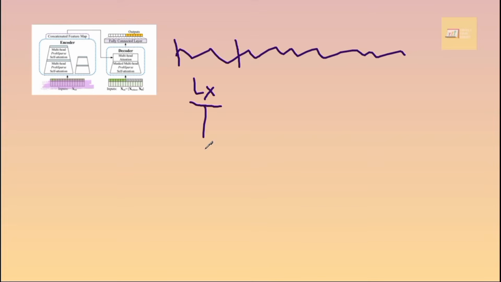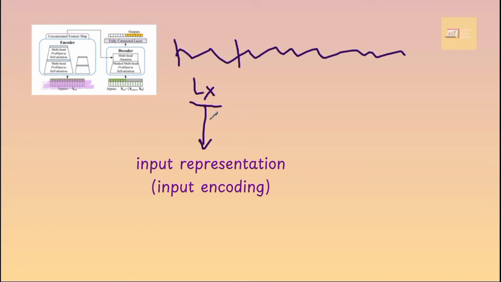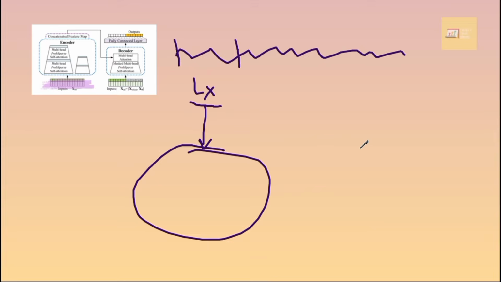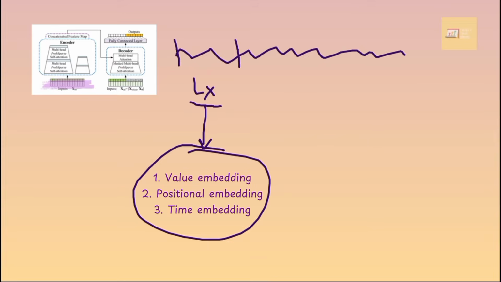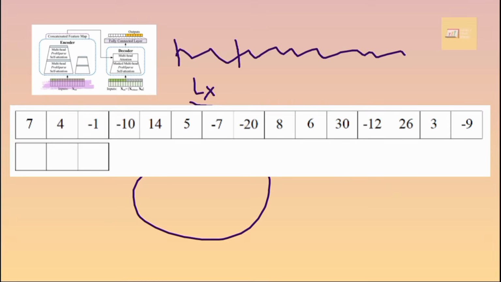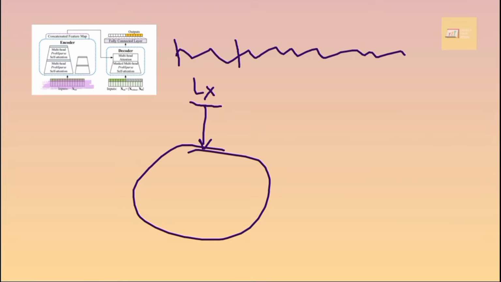Anyway, this window is fed into the model, and the first thing that the model does is input representation. We have three types of representation: value embedding, positional embedding, and time embedding. For the value embedding, the features are extracted via a convolution layer. The total number of filters or kernels used in that layer is the output dimension that is denoted by d_model. We'll get to that in a minute. And the kernel width is 3. So that's how they extract the features of the values themselves.